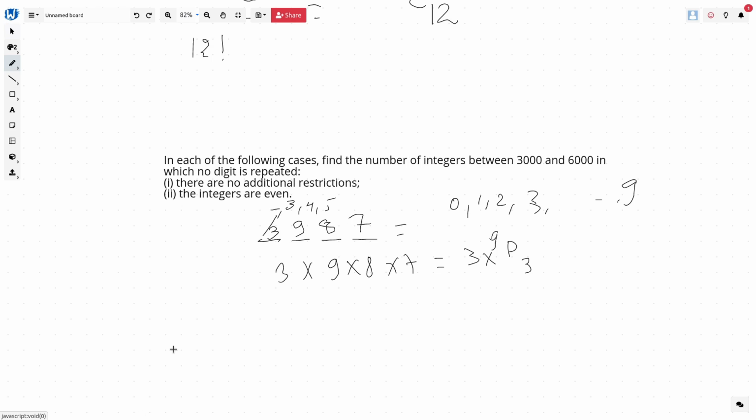The second case here is a little bit tricky, so let's try to solve that. Let's see what the second one says: the integers are even. The integers will be even only when the last digit is even. So the last digit can be filled by 0, 2, 4, 6, and 8.